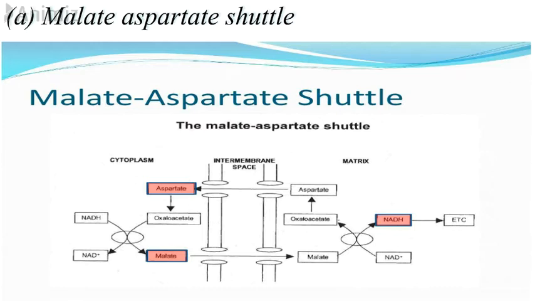Now this malate is transported from cytoplasm to mitochondrial matrix. In mitochondrial matrix, malate is converted into oxaloacetate in the presence of mitochondrial malate dehydrogenase and NAD+ is converted into NADH. Now this NADH will take part in the ETC. Now oxaloacetate is converted into aspartate and this aspartate is transported from matrix to cytoplasm.